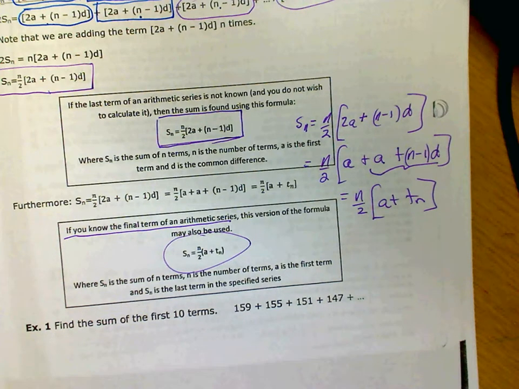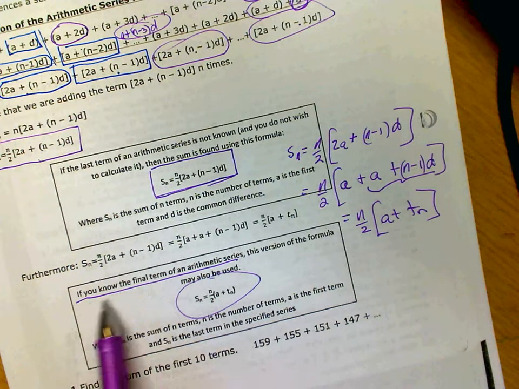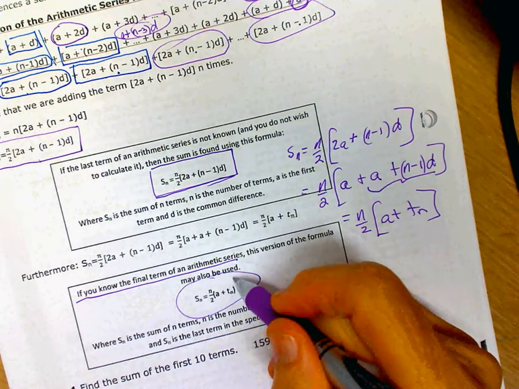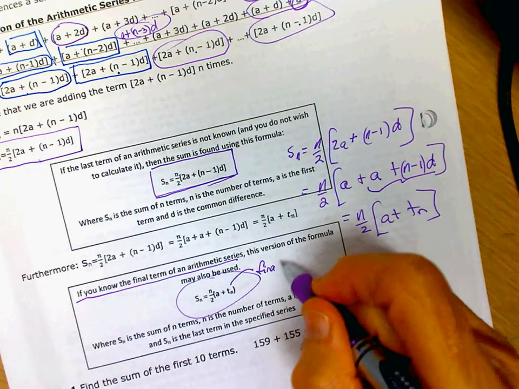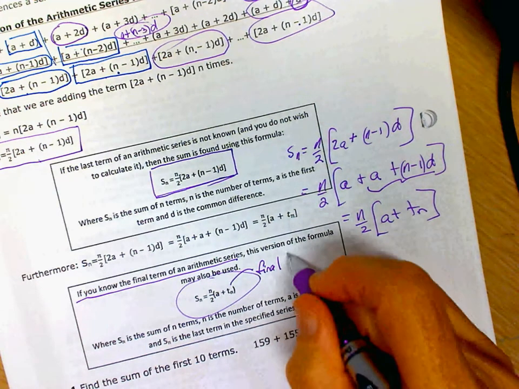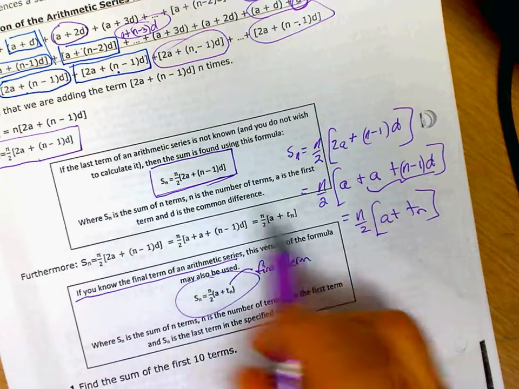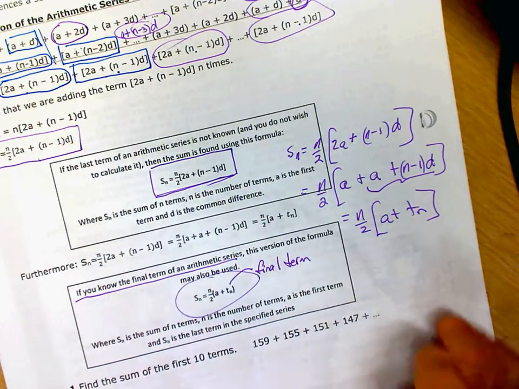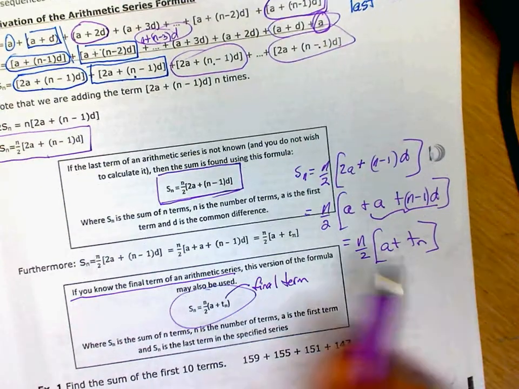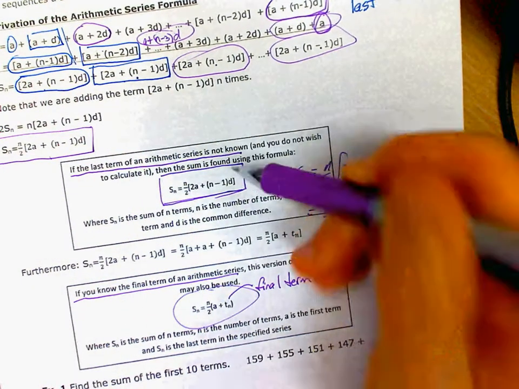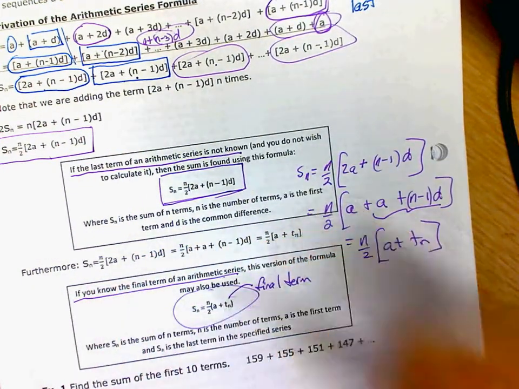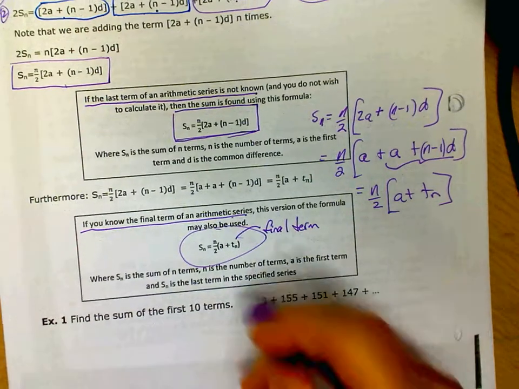Okay? Sorry, Ms. Kaczynski, can you repeat that last part? Yeah, if you know the first term and the last term, you can use this formula. If you don't know the last term of the arithmetic series, then you use this formula. If you do know it, you use this one. It's nice and easy, right?